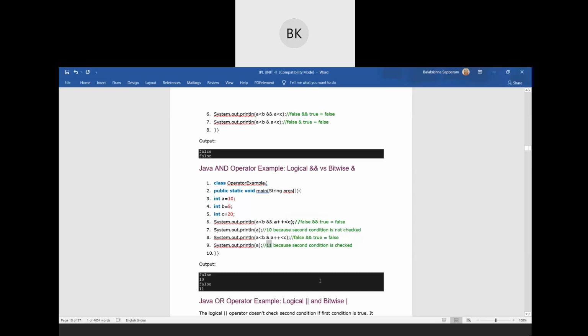Even if the first statement is false, while using the bitwise AND operator, the remaining statements are also executed. In the remaining statement, a plus plus is there. A plus plus is executed, so what's the a value? A is equal to 11. In the previous case, what's the a value? A is equal to 10. This is the difference between the bitwise AND operation and the logical AND operation. Next, the same applies to logical OR also.